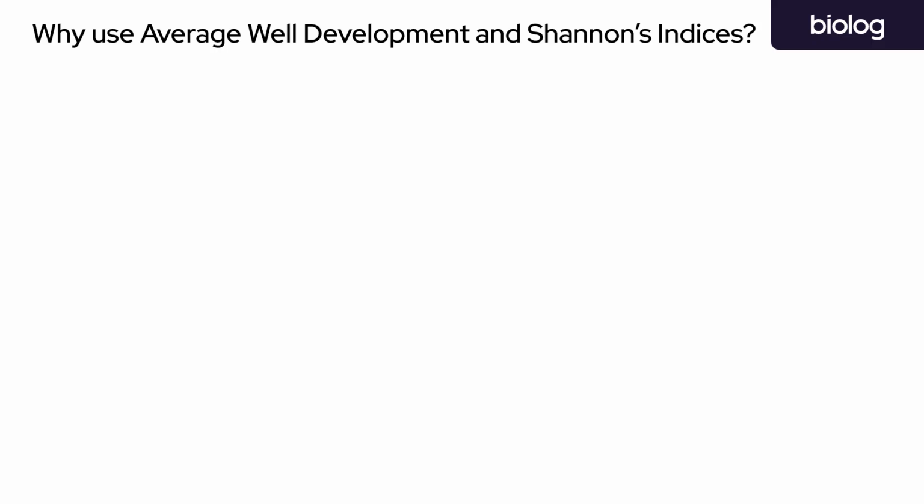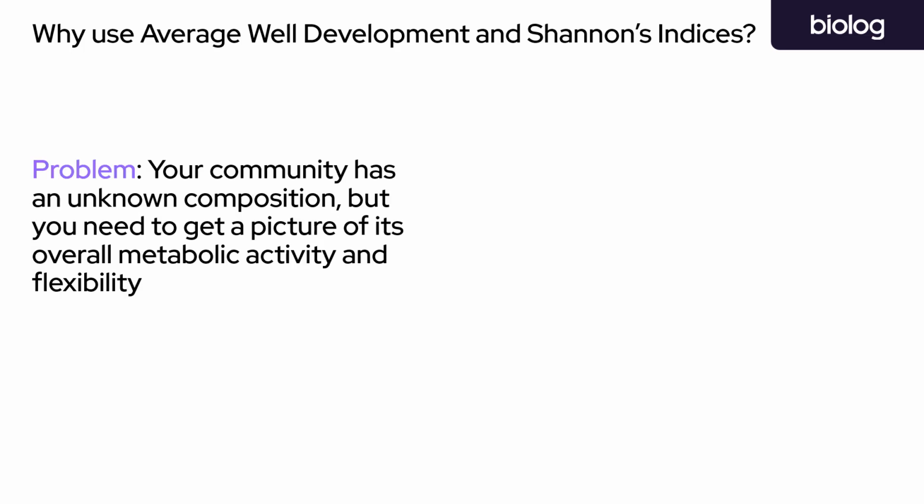Before we get into the specifics of how these metrics are calculated, let's first talk a bit about why you would want to use them in the first place. Consider this. You have a complex microbiome sample from the environment with an unknown composition, and you want to get a picture of its overall metabolic flexibility and preferences without having to go through all of the effort of isolating every single strain in that community.